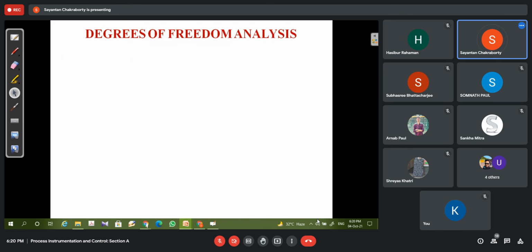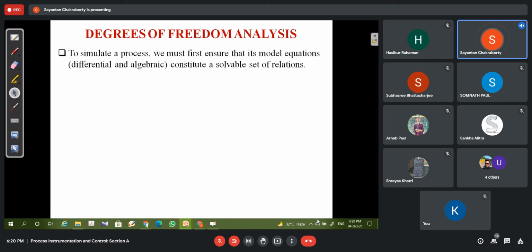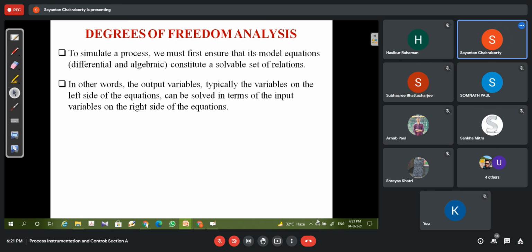Let us move on. Now we start our degrees of freedom analysis. So why is this necessary and how is it obtained? To obtain this, we simulate the process. By simulate, what we mean is we must ensure that the model equations, it may be an integral differential equation, it may be a set of algebraic equations, constitute a solvable set of relations. This is very important. If you have a set of equations but you cannot solve them, there is no need of having such equations. That model is as good as null and void.